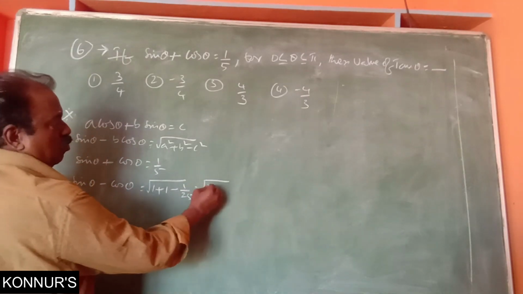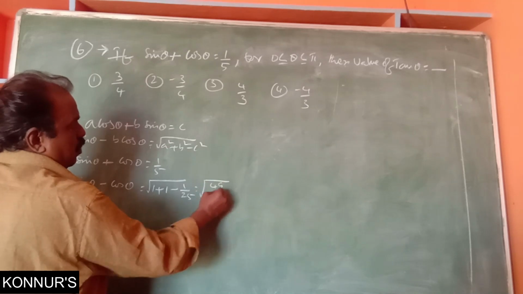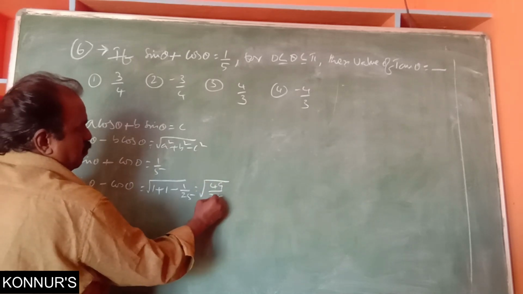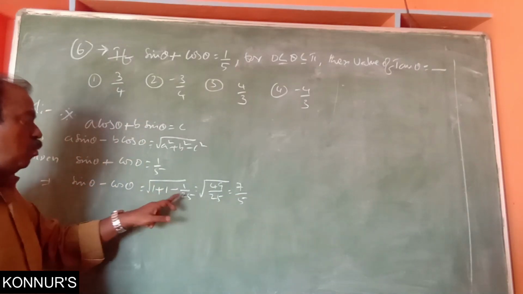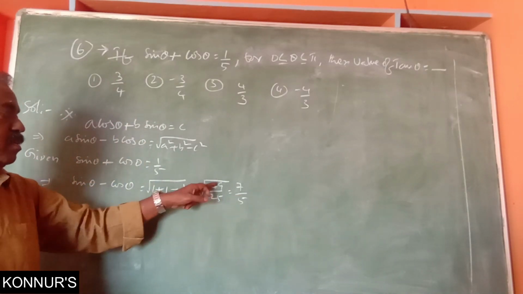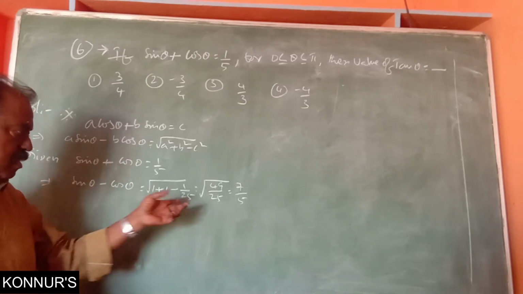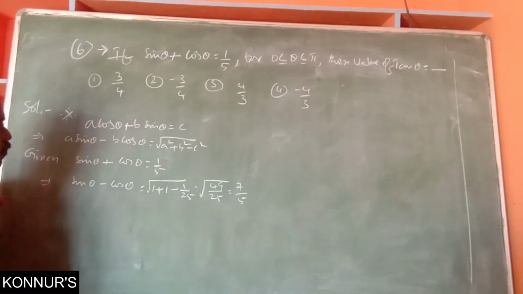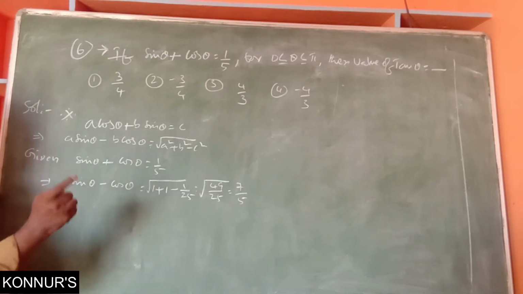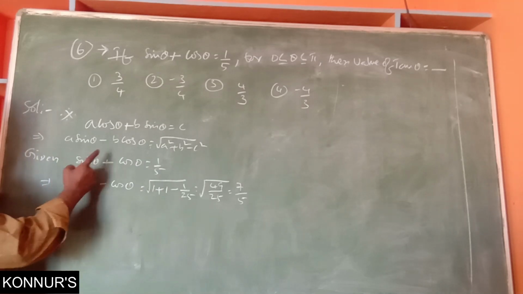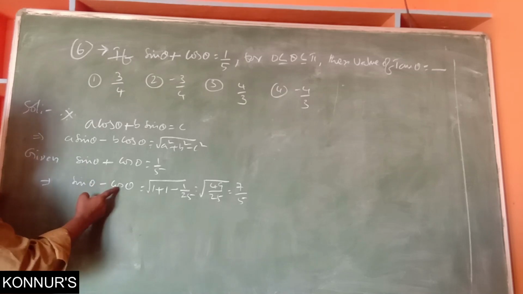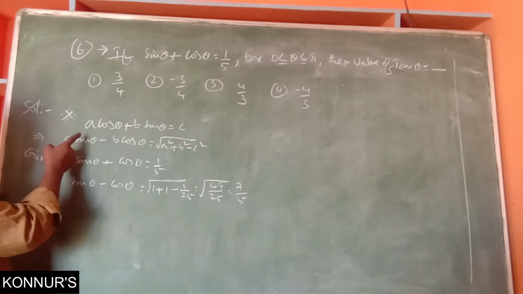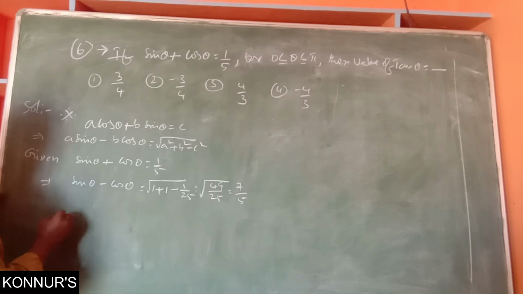By simplification, we get 49 by 25. It is 7 by 5. 2 times 25 is 50, minus 1 is 49 by 25. Of course, it is arithmetic. Usually, you can solve it. So now we have two equations. One is sin theta plus cos theta, whose value 1 by 5 is given. And sin theta minus cos theta, whose value by using the 2D formula is 7 by 5.